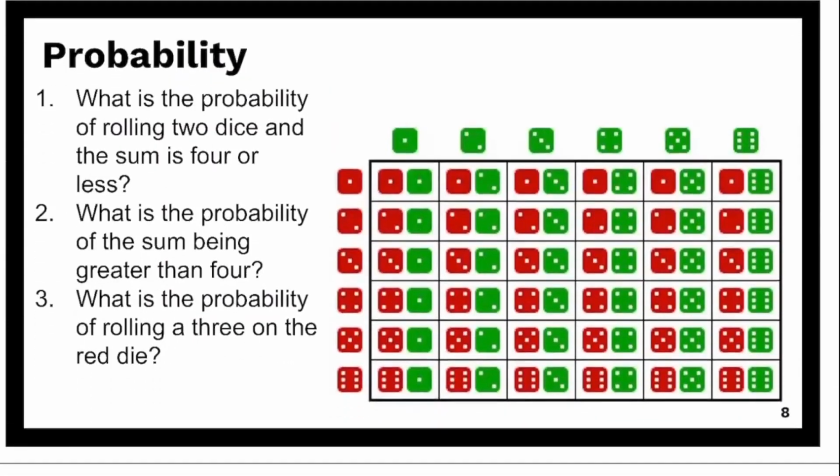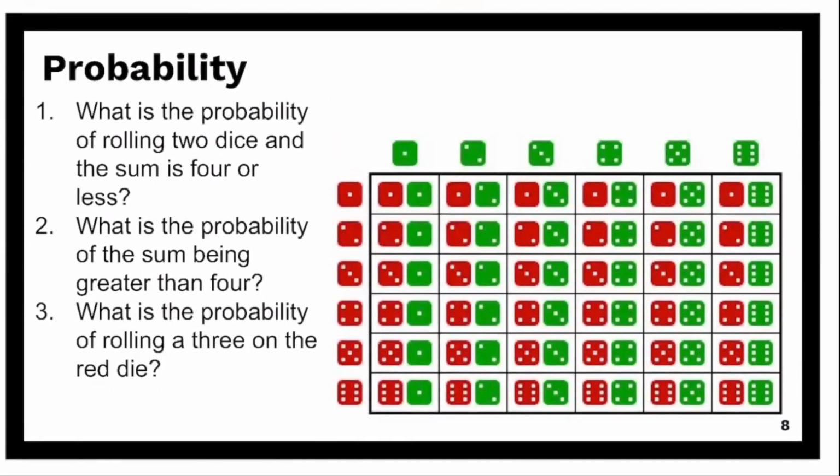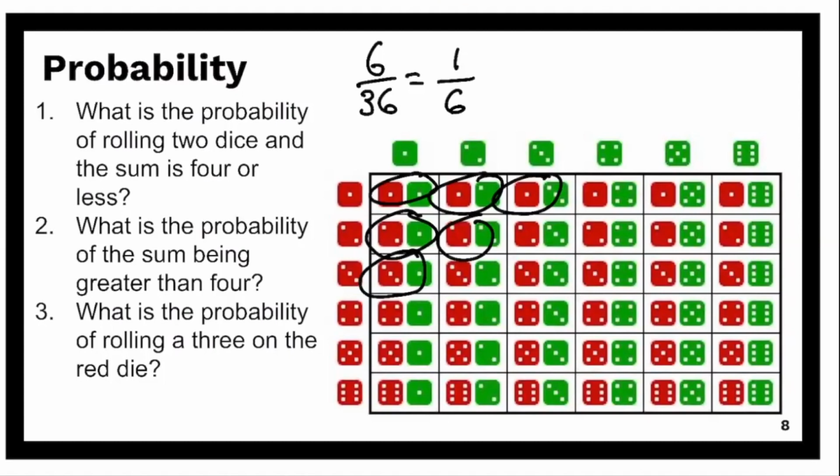Let's take a look at a few more questions regarding rolling 2 dice. Number 1 here, probability of rolling 2 dice and the sum is 4 or less. We get a sum of 4 or less if we have a sum of 2, a sum of 3, or a sum of 4 diagonally. So in this case, we have 1, 2, 3, we have 6 out of 36. So again, 1/6 of the time we'll be rolling and getting a sum of 4 or less.